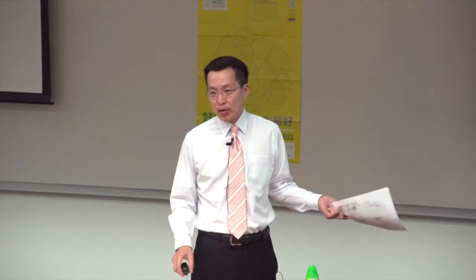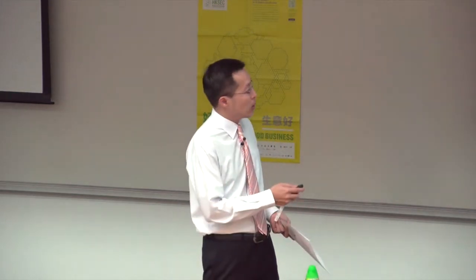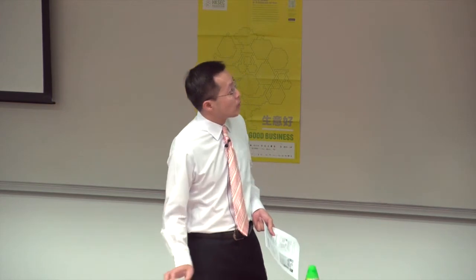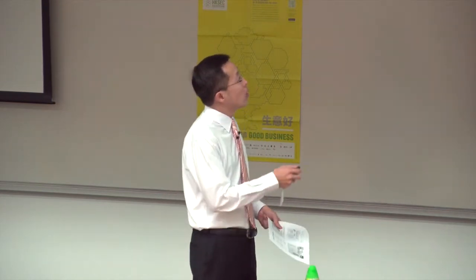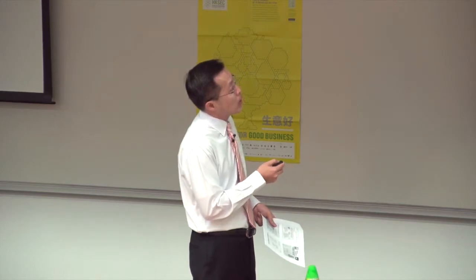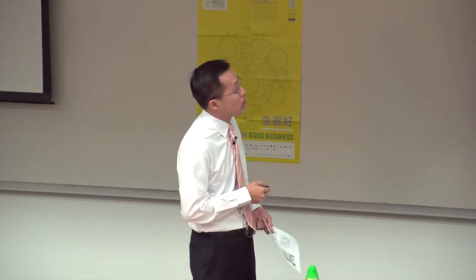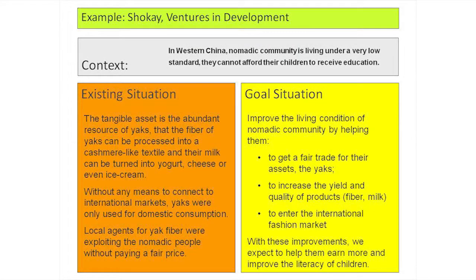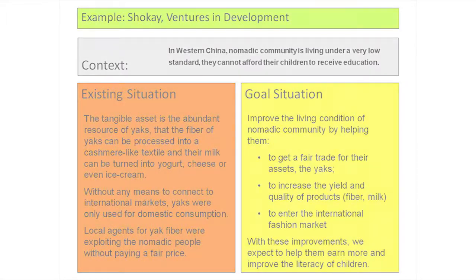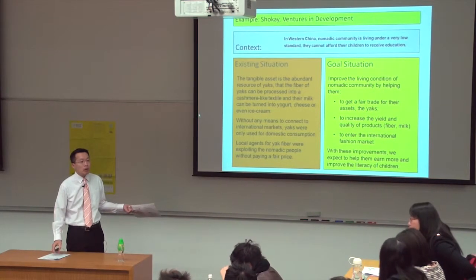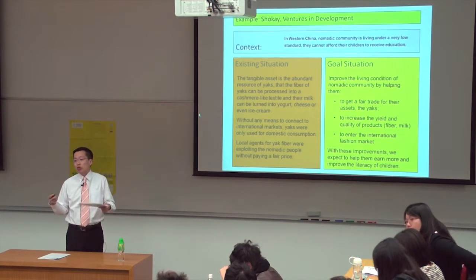And accidentally, she discovered a village with a lot of yaks. Let's take a look at this example. She traveled to Western China, where the nomadic community is living under a very low standard and cannot afford to give their children proper education. So she found that the tangible asset is the yaks. A yak is a kind of animal, like a cow or cattle, full of hair on the body, and the hair can be used for weaving, like sheep wool.